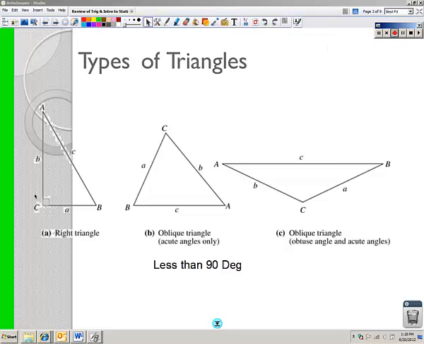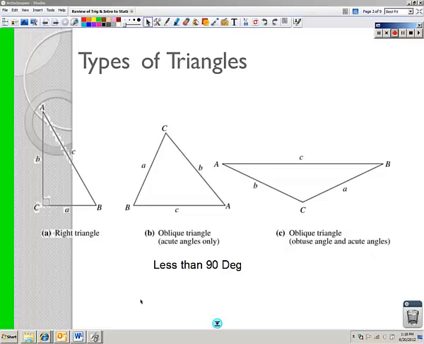We have a right triangle. One angle is 90 degrees, and two acute angles. Oblique, everything is less than 90 degrees, with acute angles only. An oblique triangle that has one obtuse angle, one greater than 90 degrees, obtuse means greater than 90 degrees, and two less.